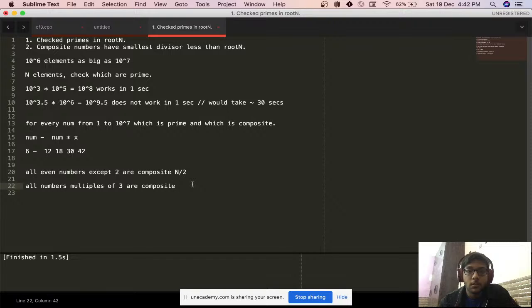Why? Because, except 3 of course, they have 3 as a divisor. Why stop at 3? We can go on to 4 also. All numbers that are multiples of 4 are composite, right? Because they have 4 already as a divisor. So they cannot be prime because we already found one divisor, and that is 4. So yeah, we can extend this up to as large as we want.